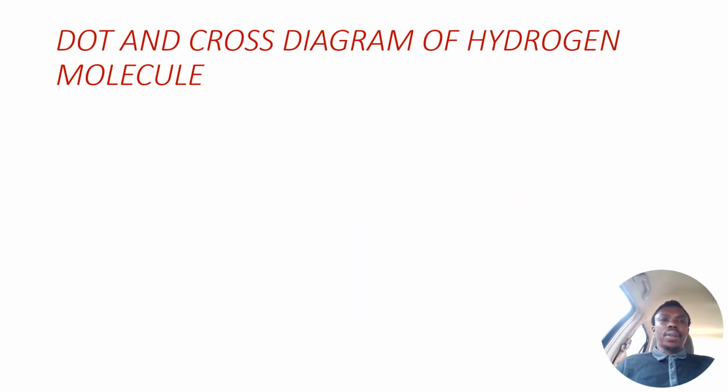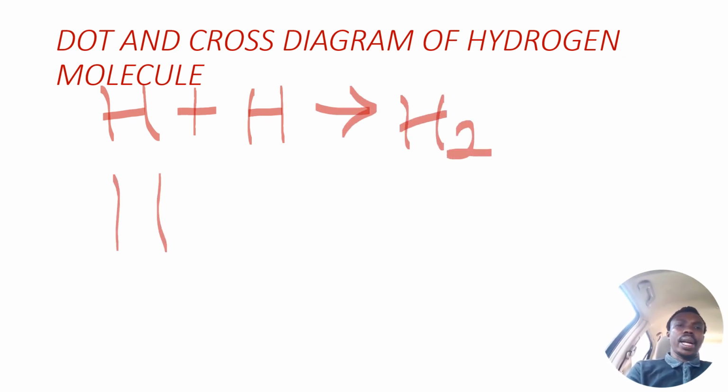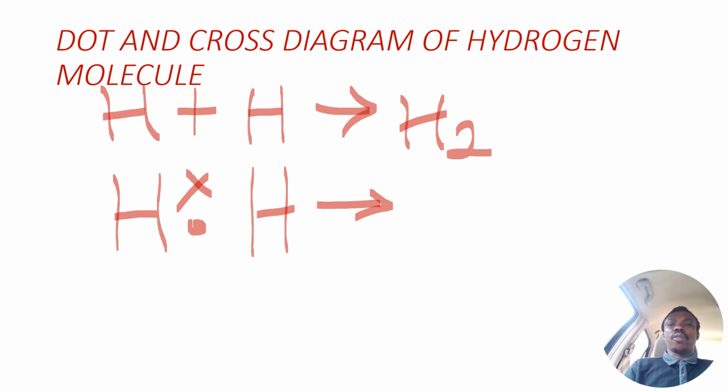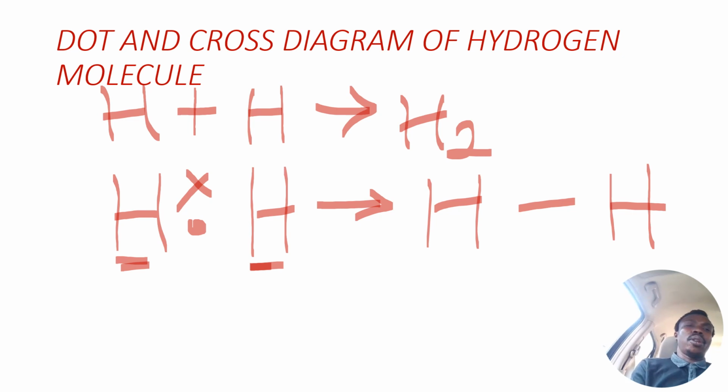So we want to make use of the dot and cross diagram to show the formation of a covalent bond in the hydrogen molecule. In the formation of the hydrogen molecule, one atom of hydrogen plus another atom of hydrogen combine to give you a molecule of hydrogen. With the dot and cross diagram, hydrogen has one electron in its shell. This is a cross. The other hydrogen will come with its own one dot. So each of them contributes one electron for the bond formation. So you have hydrogen, single bond, hydrogen. The single bond is an indication that each hydrogen atom contributes one electron for the bond formation.